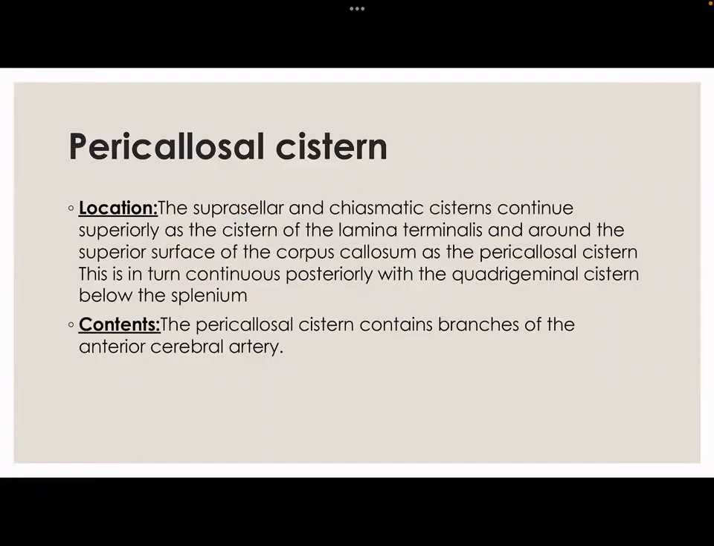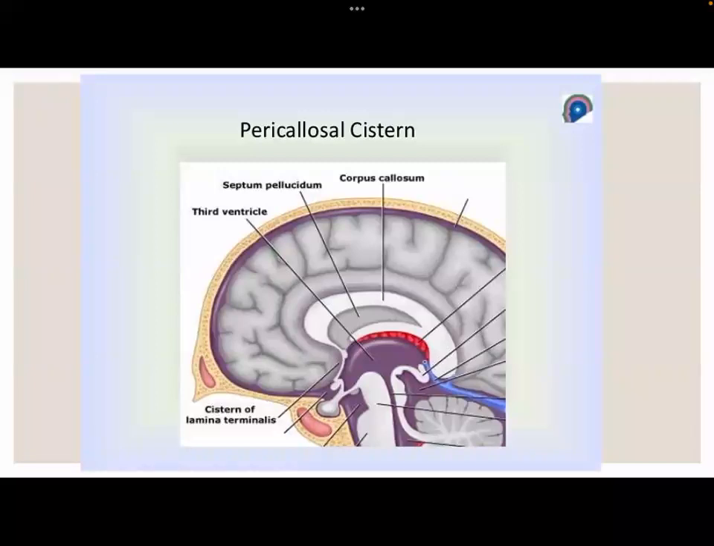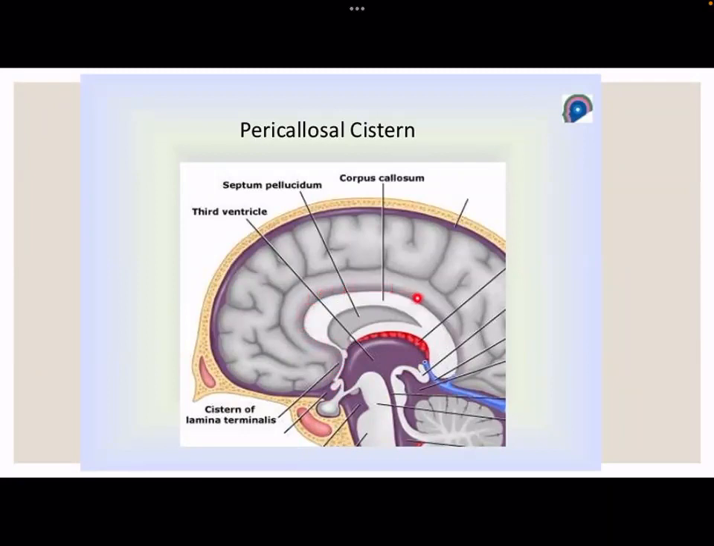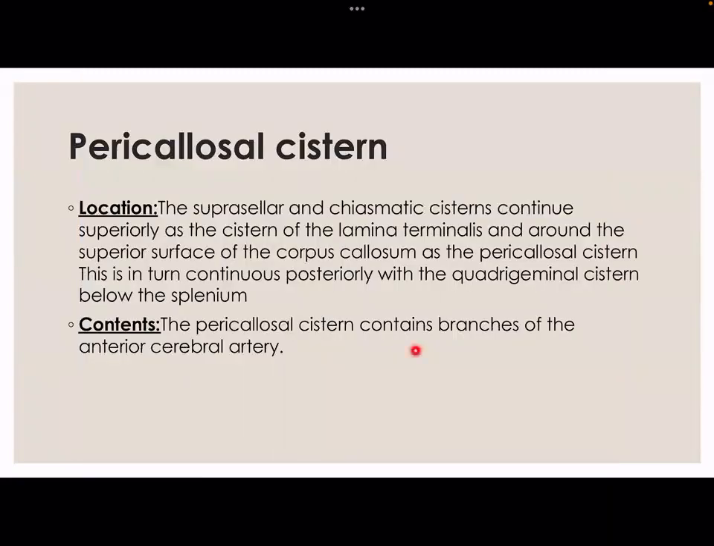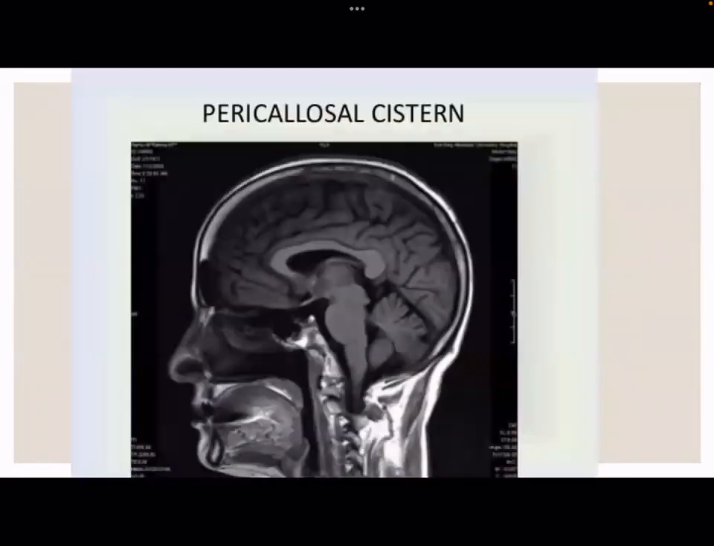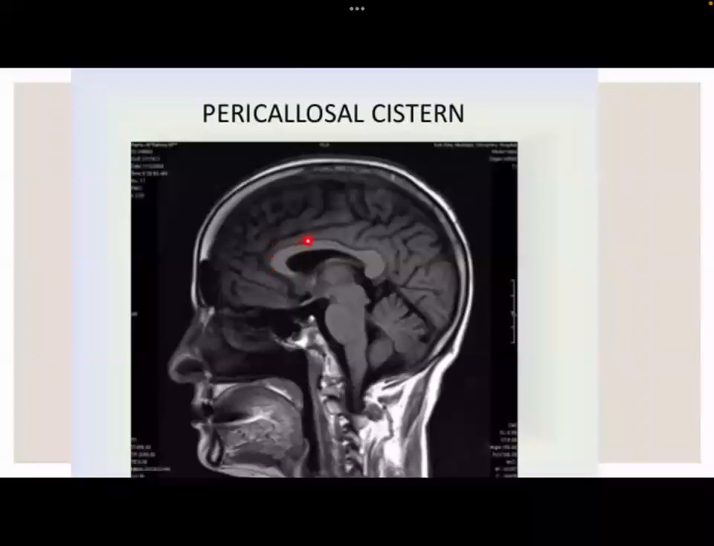The pericallosal cistern. As we said, the suprasellar cistern above the pituitary fossa continues as the cistern of the lamina terminalis, and then as the pericallosal cistern, which continues posteriorly to the quadrigeminal cistern. This cistern contains the branches of the anterior cerebral artery. And here is the MRI image of the pericallosal cistern.